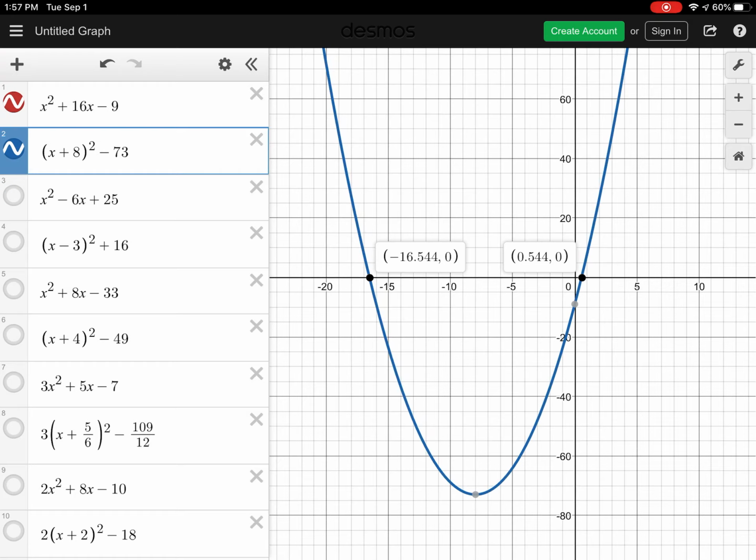Had we tried to factor it, we would have hit a brick wall, a dead end. We would not have a solving method. So completing the square is definitely a valuable tool in solving for x-intercepts.